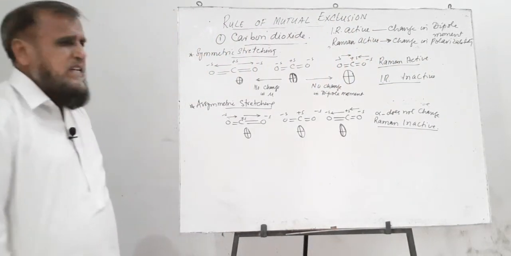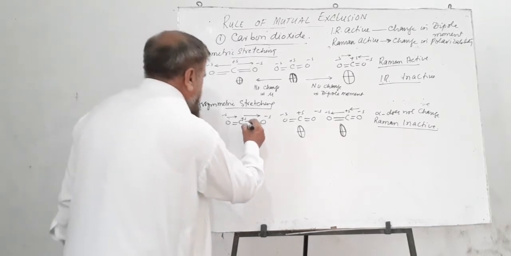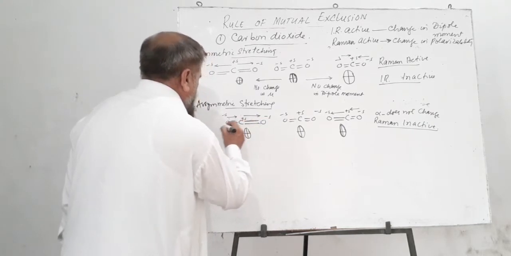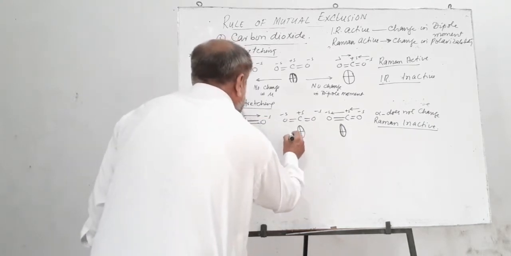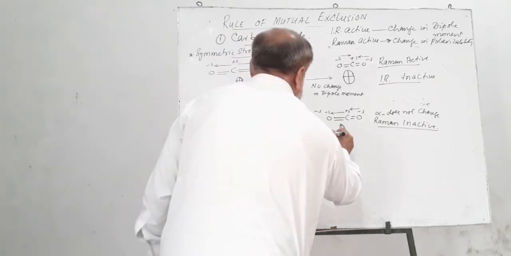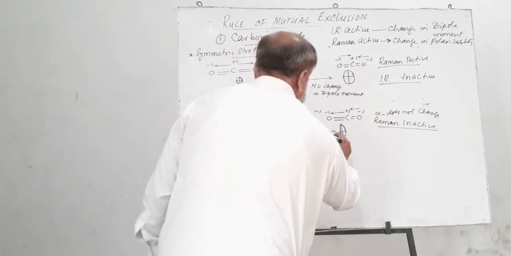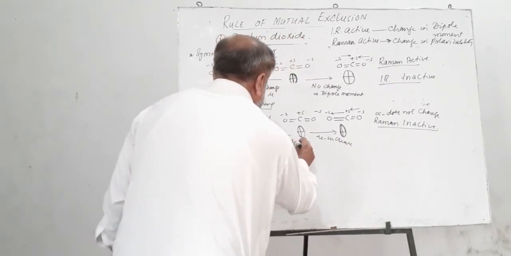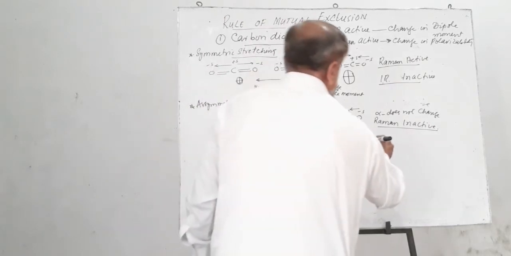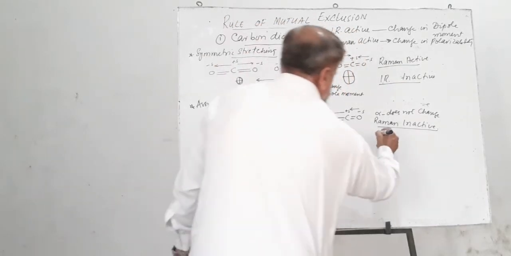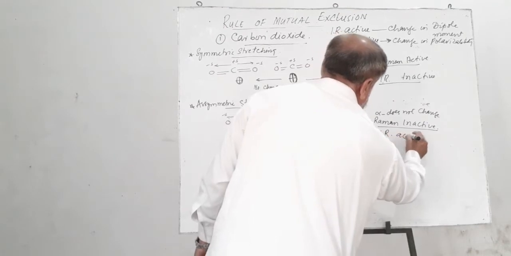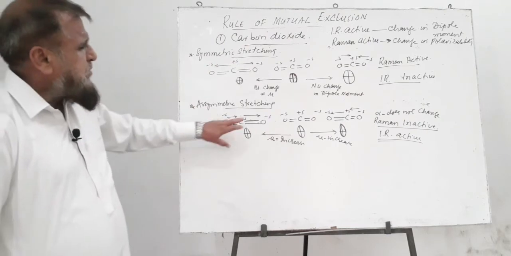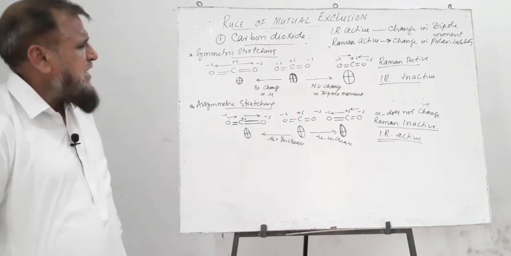Now we consider what happens to the dipole moment. As one of the two bonds elongates and the other shortens, when we move in either direction, the dipole moment will change. As the dipole moment or polarity of the molecule changes during this vibration, therefore this vibration will be IR active. Here also the vibration is Raman inactive but IR active.